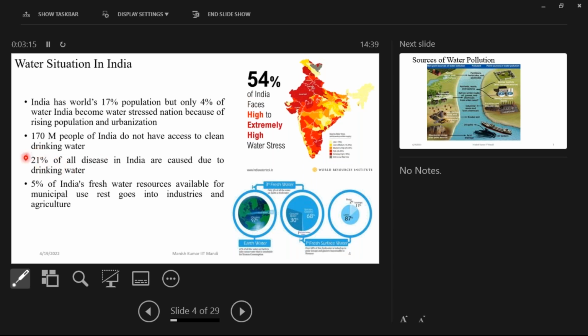Almost 21% of all diseases in India are caused by drinking water, and only 5% of India's fresh water resources are available for municipal uses. The remaining amount goes to the industries and agriculture.